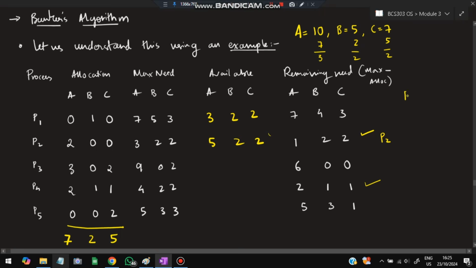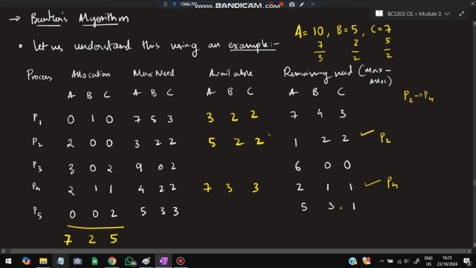Let's write the sequence. P2 first can be executed with the available resources. Now, after P2, can this be executed? 600, 522? No. Can 211 be executed with 522? Yes. And once P4 executes, it will release the resources which P4 had held. Which resources had P4 held? 211, add it with 522. When you do that, you will get 733.